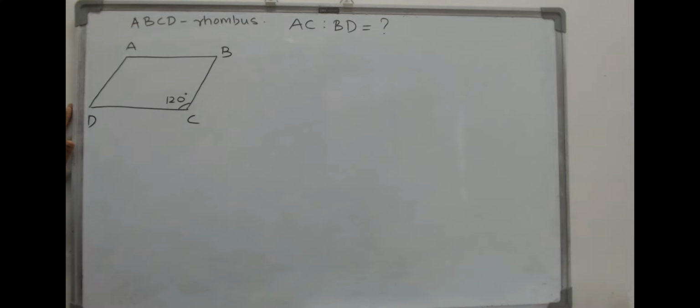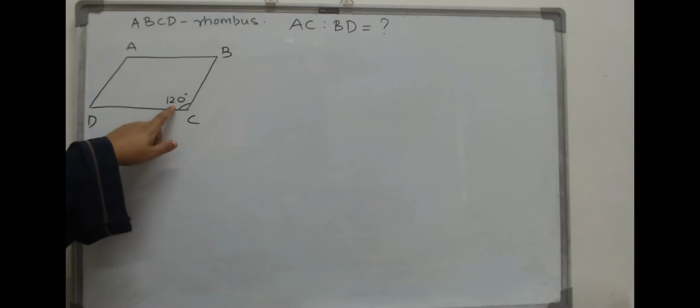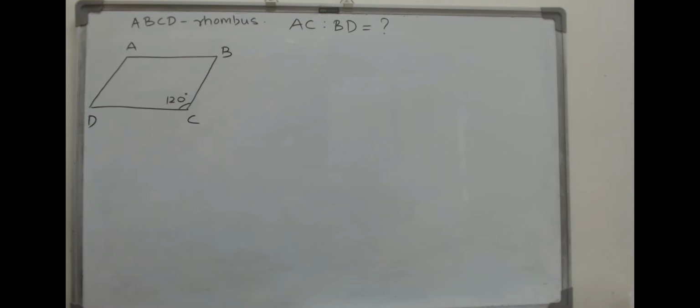Here we have a rhombus ABCD. One of its angles is 120 degrees. What we need to find is the ratio of the diagonals.